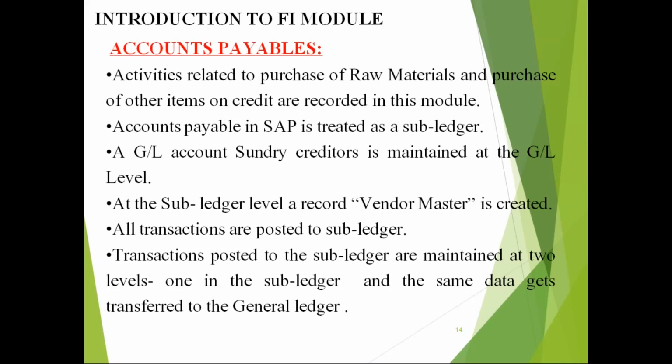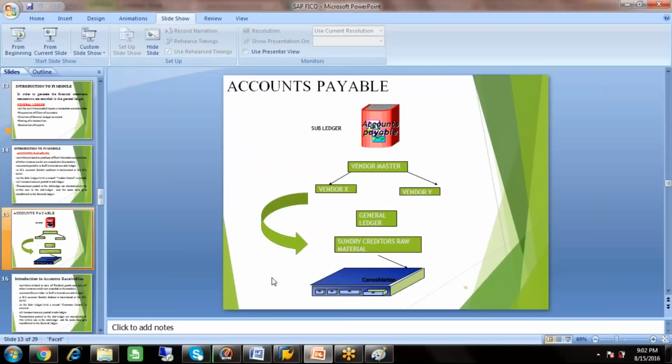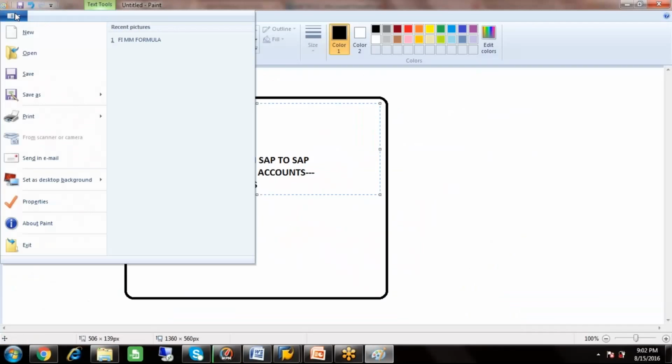Let me come to the next slide. This gives you a clearer picture. Whenever I'm talking about accounts payable, I'll be talking about a GL account. First, I'll be creating one general ledger account, which we call sundry creditors. Let me take you back to the Word document so that it will be a little more clear for you here.